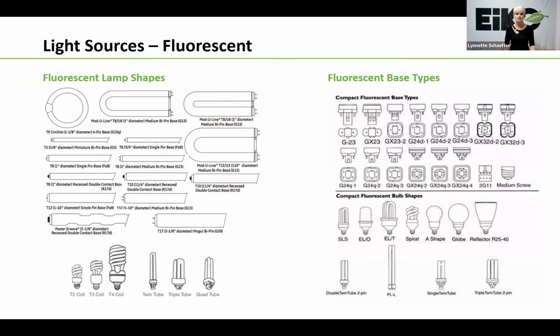Now, similar to incandescents, you will also notice that fluorescent lamps come in many different shapes and sizes. Fluorescent shapes include circuline, U-bend, and linear, as well as compact fluorescents. They range in size from 2 foot to 8 foot. They also have many different base types, such as screw-in and plug-in. As you can imagine, the plug-in base types can be a bit of a challenge, as each one of them is slightly different from one another.